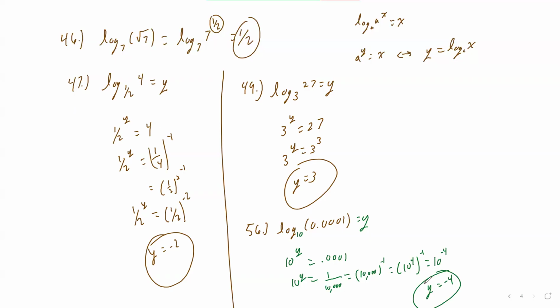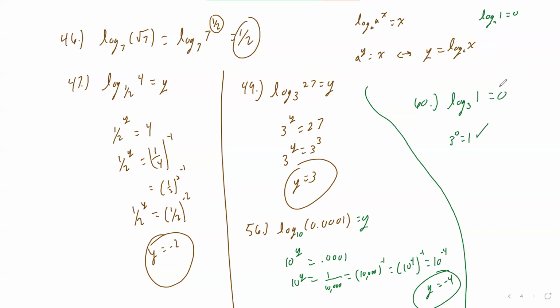All right. Let's look at 60. Log base 3 of 1. Again, on this one here, regardless of what this base is, we had a rule that log base a of 1 is equal to 0 automatically. So the answer to this is 0 regardless. And you can check that, right? 3 to the 0 equals 1. So then you know 0 does equal 0.